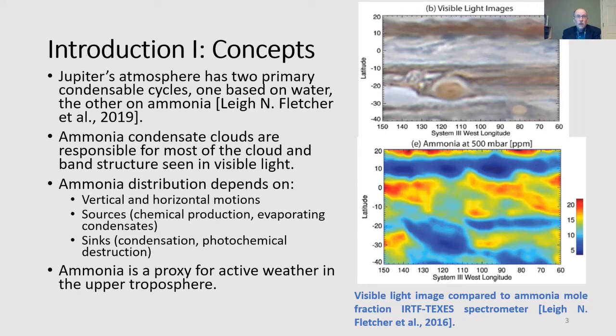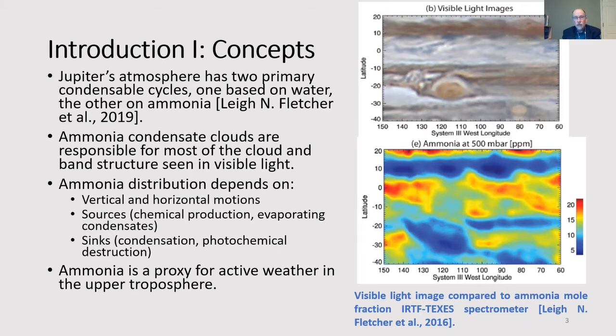The ammonia distribution that we're going to be looking at depends on vertical and horizontal motions in the atmosphere, so the winds, the updrafts, the downdrafts, as well as the sources of ammonia, that's chemical production and evaporating condensates, as well as the sinks, where ammonia disappears to, condensation and photochemical destruction. So basically, what we're saying is that the ammonia at the upper levels of the atmosphere plays the same role as water does in Earth's atmosphere in terms of clouds and weather. Ammonia is kind of a proxy for active weather in the upper troposphere.